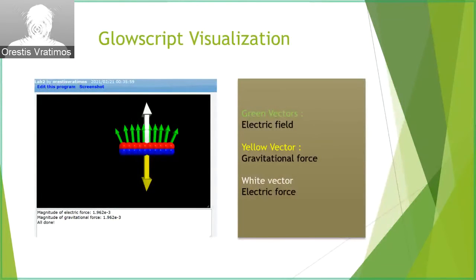Here we have our visualization providing the magnitude of both forces, and we have the green vectors which represent the electric field, the yellow vector representing the gravitational force, and the white vector representing the electrical force.